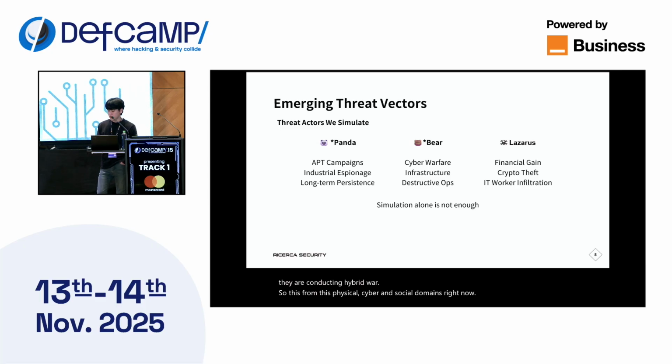And third, Lazarus, a DPRK APT group. As mentioned earlier, they primarily target financial institutions and cryptocurrency exchanges. Their goal is to raise funds for the DPRK regime under economic sanctions. A recent characteristic is their focus on advanced social engineering.